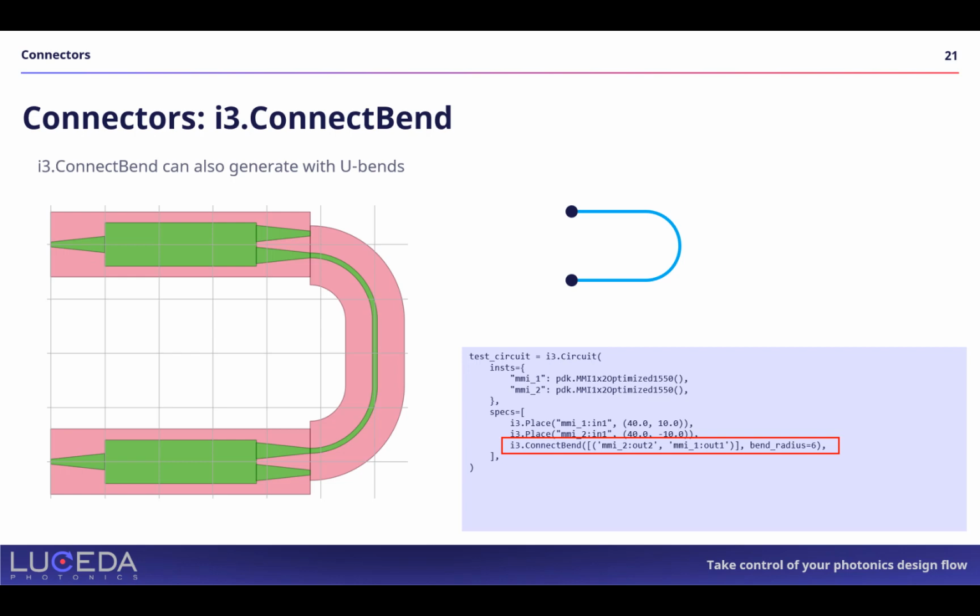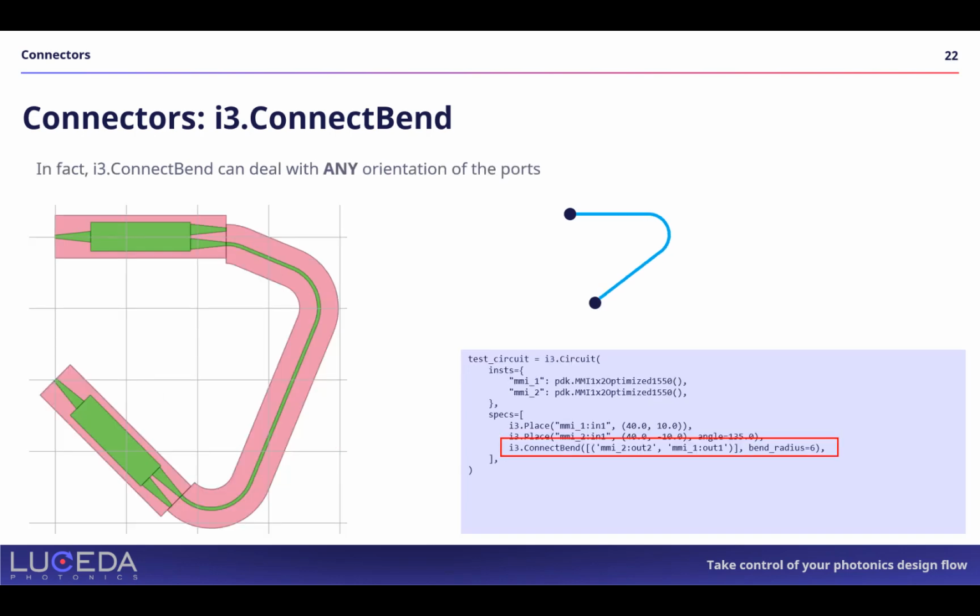i3.connectBend can also generate U-bends. The two MMIs in this example are separated only in the y direction, so we just simply add the bend radius and the relevant ports we want to connect. In fact, i3.connectBend can deal with any port orientation. Here we see the MMI at the bottom at an angle relative to the top. We simply define the bend radius and it will make the most appropriate connection.